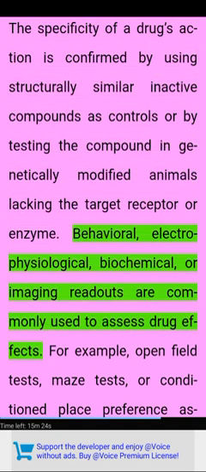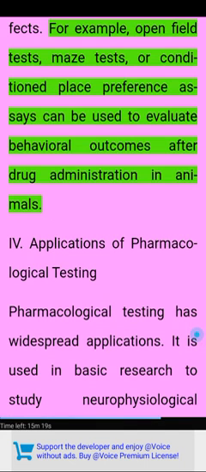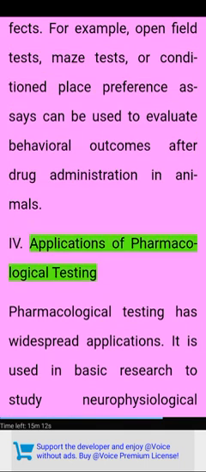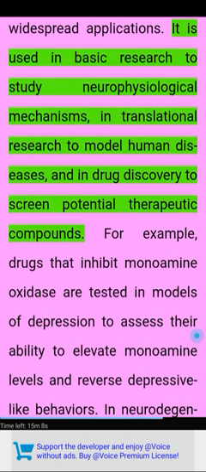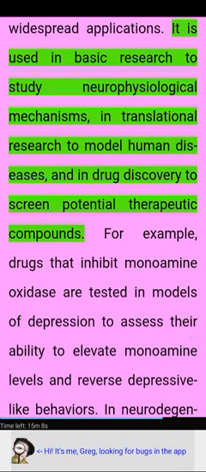Behavioral, electrophysiological, biochemical, or imaging readouts are commonly used to assess drug effects. For example, open field tests, maze tests, or conditioned place preference assays can be used to evaluate behavioral outcomes after drug administration in animals. IV. Applications of pharmacological testing. Pharmacological testing has widespread applications. It is used in basic research to study neurophysiological mechanisms, in translational research to model human diseases, and in drug discovery to screen potential therapeutic compounds.